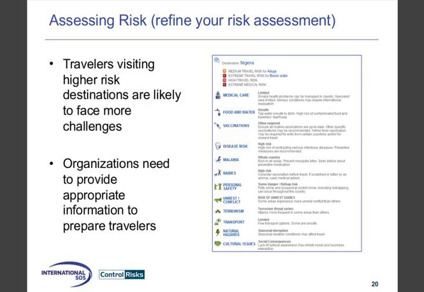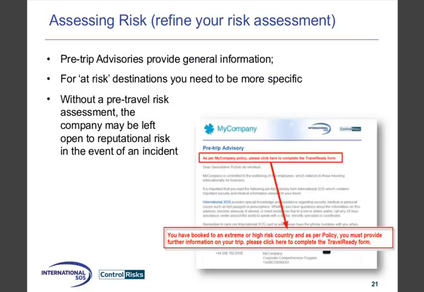Now, organizations need to provide more appropriate preparational information to their travelers, especially for risky destinations. And we can see here, again, another image of the pre-trip advisory. Within this pre-trip advisory, we can see integrated the Travel Ready compliance link. So, again, in an automated fashion, communicated through to the travelers your compliance and policy-related text, so they know exactly where to find it.